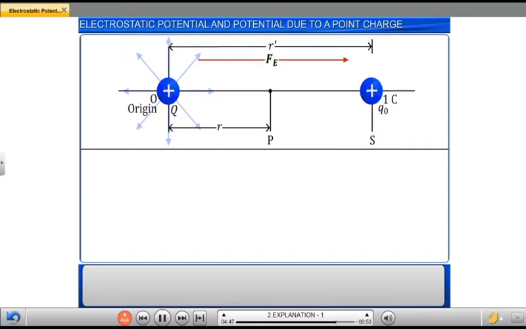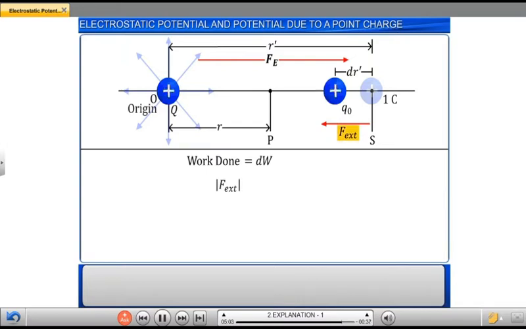Now let us move the unit positive charge from S towards P in the electric field by a small distance dr', and let dW be the work done in the process. The external force F required to move the unit positive charge is equal and opposite to the electrostatic force Fe. dW will be equal to F dot dr', which is equal to -1 by 4 pi epsilon naught Q by r' square into dr'. Let this be equation 2.